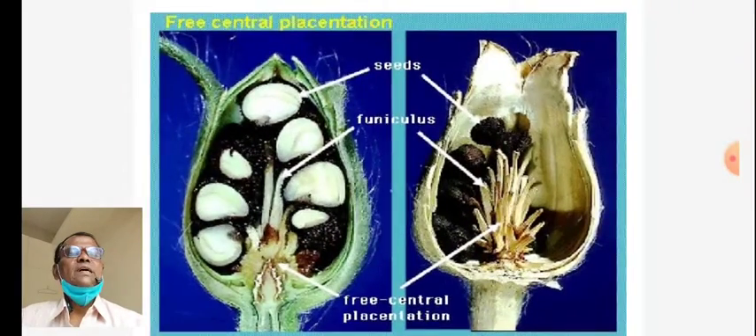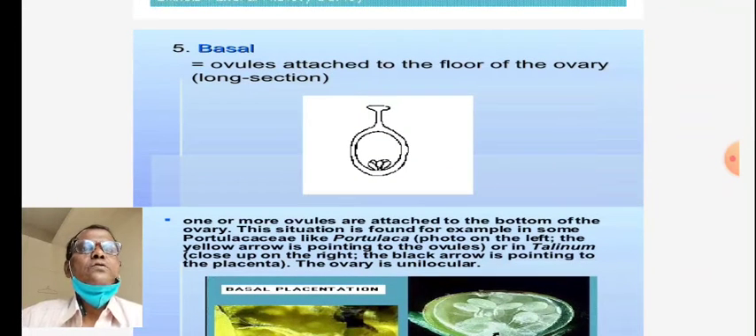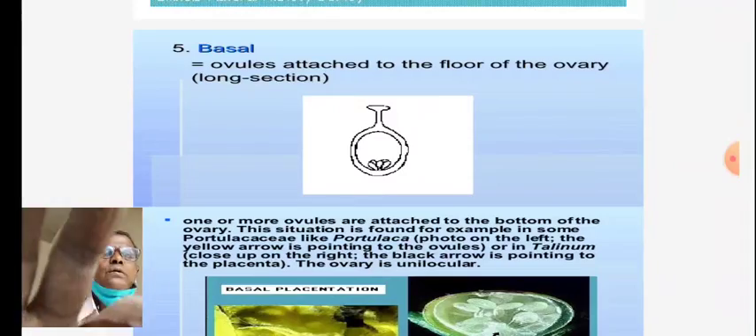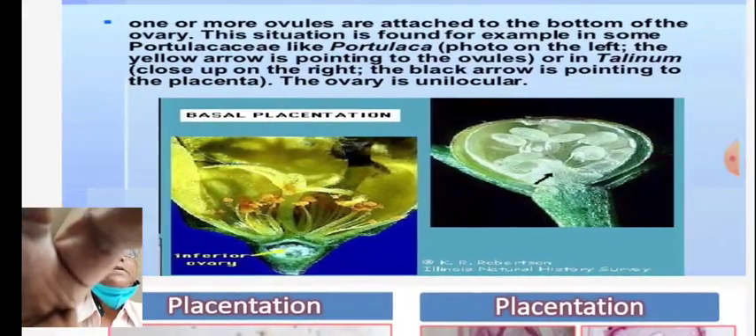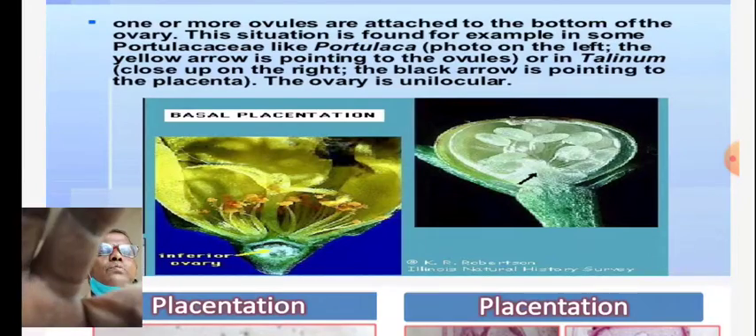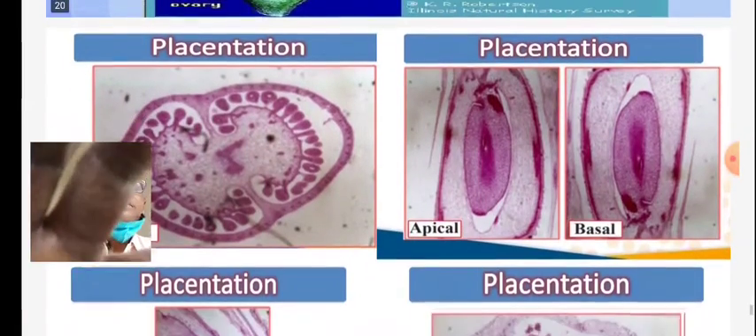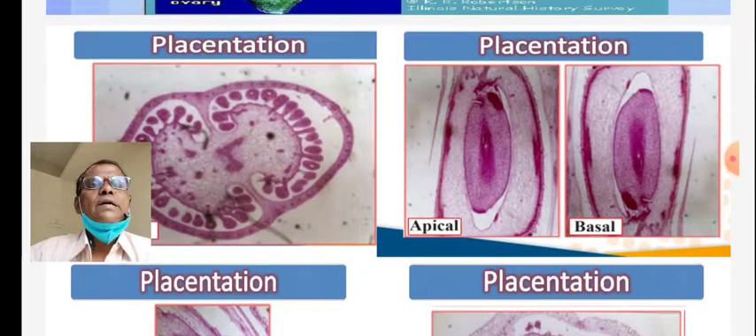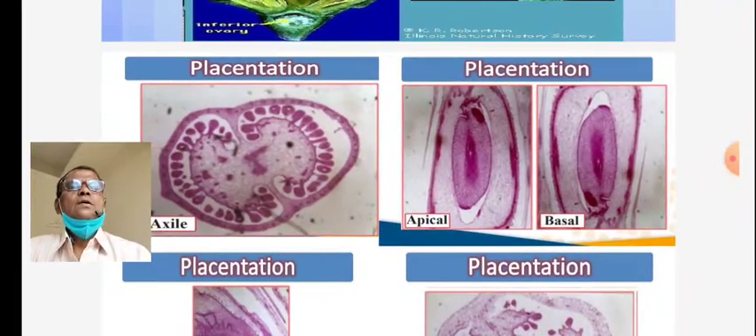Next, there is basal placentation. So ovules are attached to the floor of the ovary at the base, right? So all these types are there. You have to show the position of this type. Then next, in placentation, here are some direct photographs of examples. So just see how these are there.